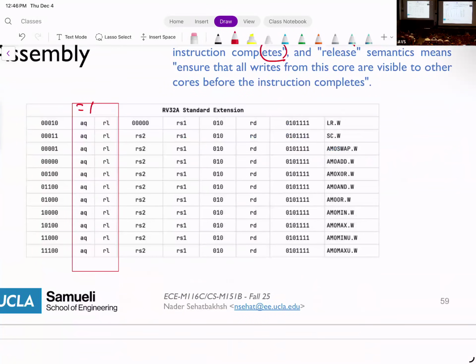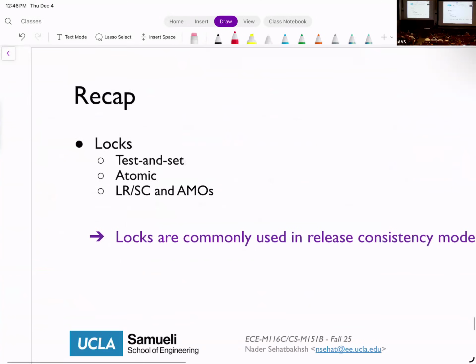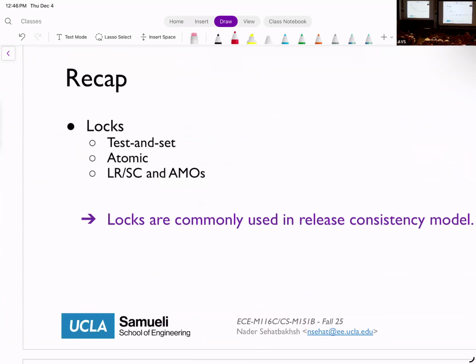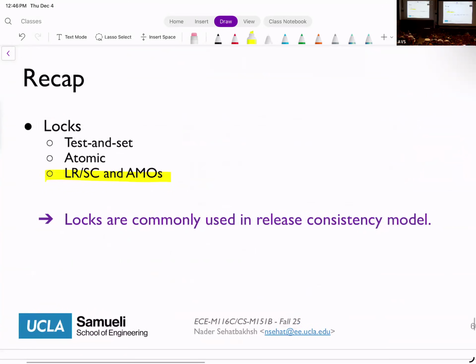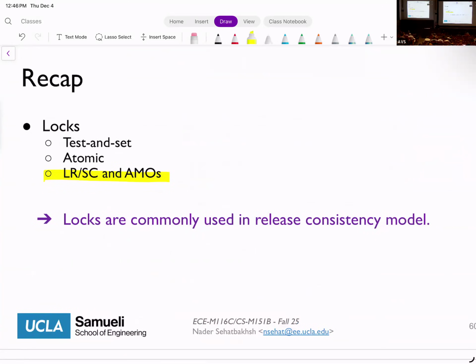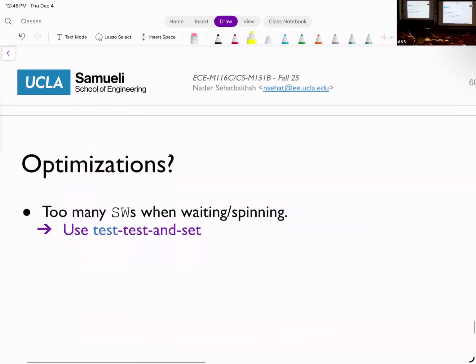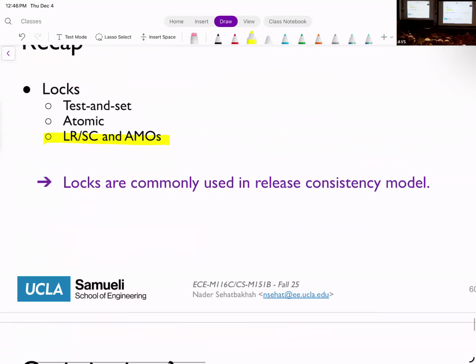Any questions? Great. So for locks, we have test-and-set, we have the atomic operation, we have load reserve and store conditional, and we have the AMO operations in RISC-V. This last one is particular to the RISC-V instruction set architecture. Okay, and as I said, locks are commonly used for release consistency models. Typically, we combine these two things together. Okay. There are a bunch of optimizations.